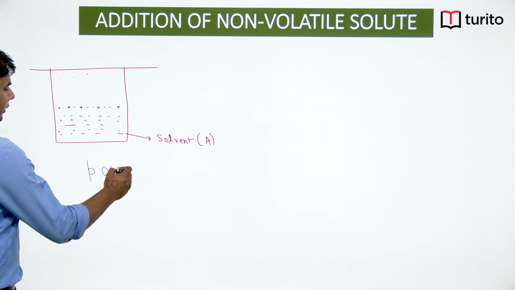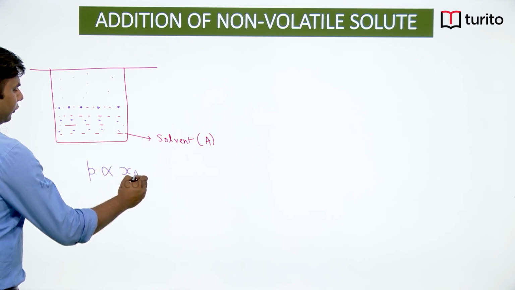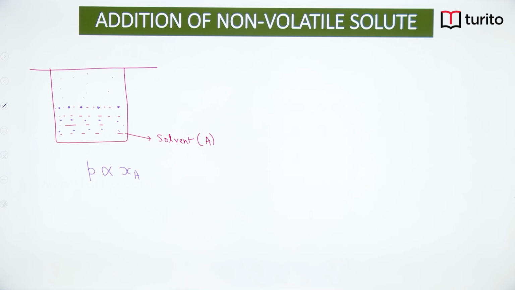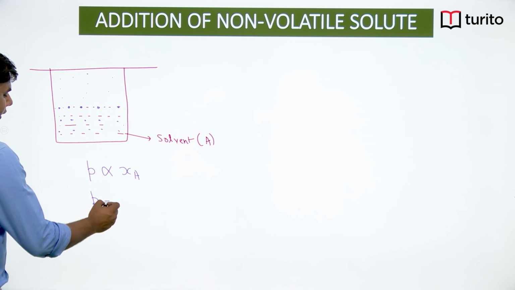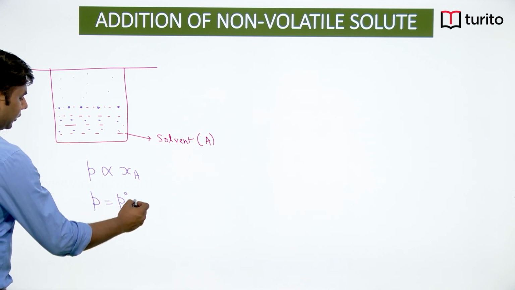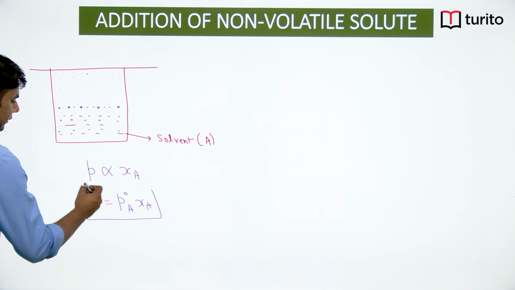So now let P be the vapor pressure over the solution, so we know that it will be proportional to the mole fraction of the volatile component in the liquid phase, so P is proportional to XA. So when you remove this proportional sign, we get P equals P naught A into XA.